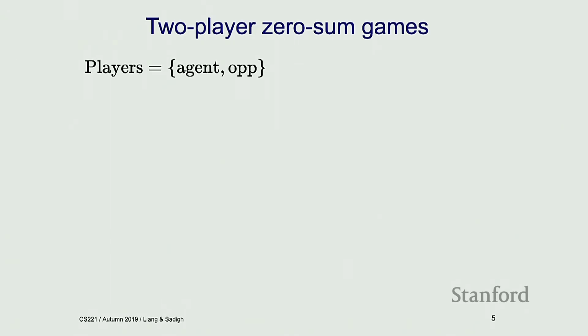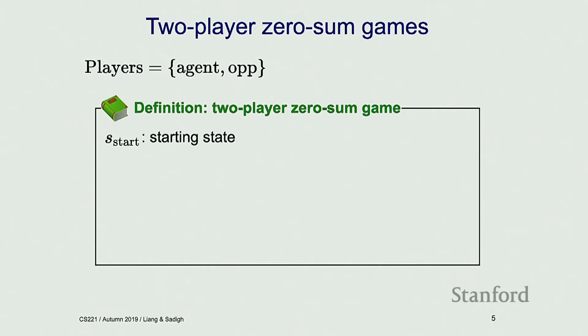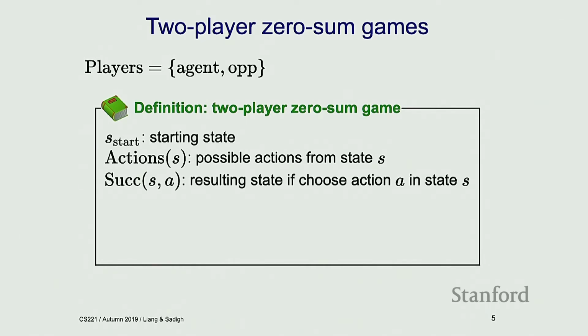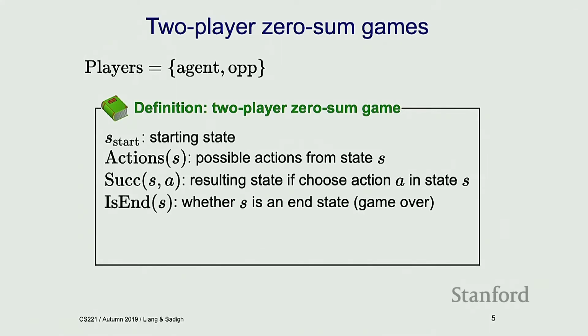All right, so what are the things that we need when we define games? So we need to know the players. We have the agent, we have the opponent. In addition to that, we need to define a bunch of things. This should remind you of the search lecture or the MDP lecture. So we might have a start state, that's S start. We have actions, which is a function of state, which gives us the possible actions from a state S, similar to before. We have a successor function, similar to search problems. So a successor function takes a state and an action, and it tells us what's the resulting state we are going to end up at. And we have an isEnd function, which checks if we are in an end state or not.